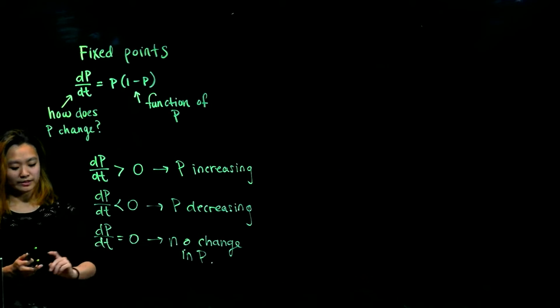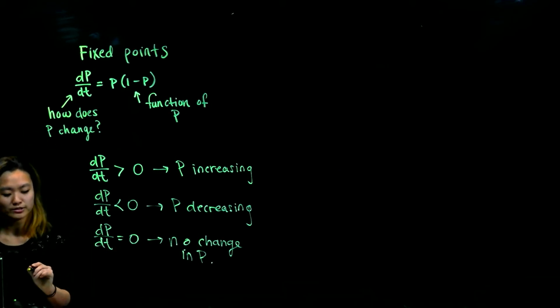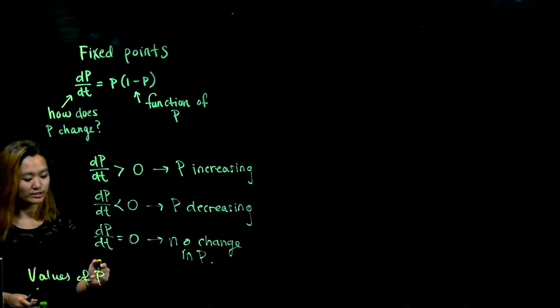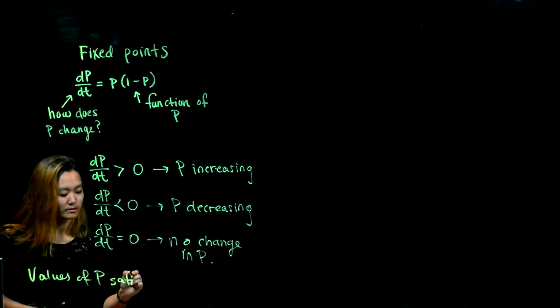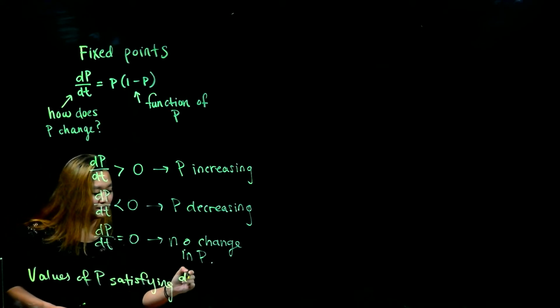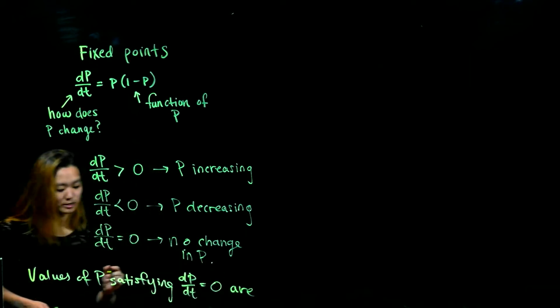Okay, and in this third case, for values of p that satisfy this, we're going to give these a name. Values of p satisfying dp/dt equals 0 are called fixed points.